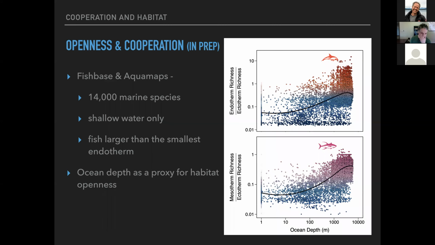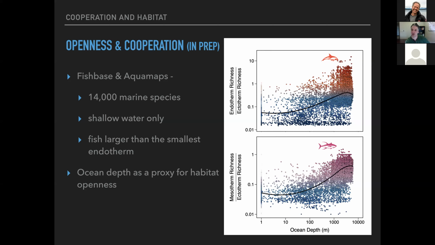So I'm in the process of increasing my sample size using fish-based AquaMaps. I can make some size criteria on who's a relevant competitor to mammals. And then I use ocean depth as a proxy for habitat openness. It's not just distance to land, because some really shallow water systems with benthic habitat are getting light, and you get a lot of coastal fish showing up there. So if you use ocean depth as this proxy, you see this consistent shift from ectotherm dominated in shallow coastal areas to endotherm as you go into more open systems.